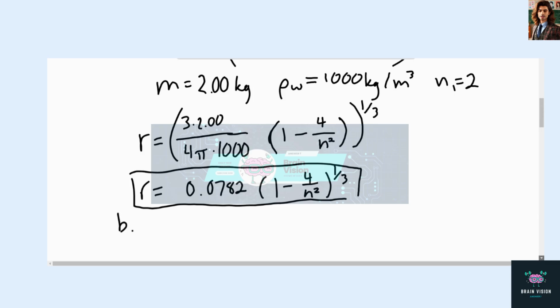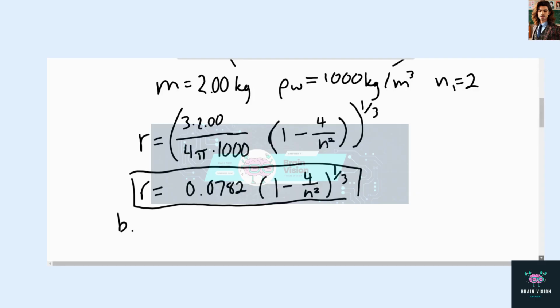In part B, we're asked what the minimum value for n has to be for a sphere of non-zero radius. Obviously you can't have a negative radius, and you can't have a zero radius, because then you don't have a sphere at all.